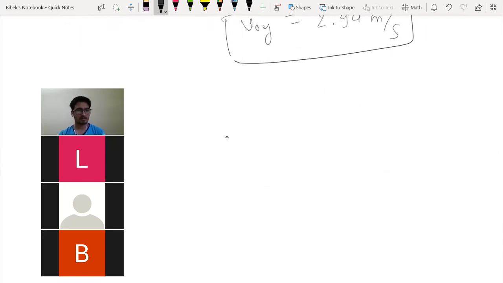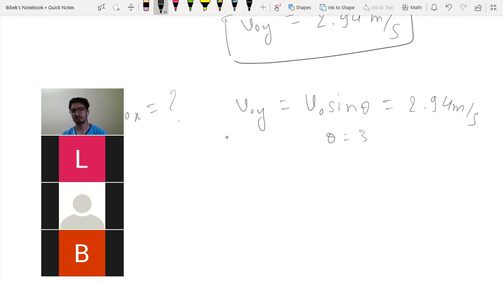So for part B, you need to find the x component of the velocity, right? V naught x is what? You already know V0y, that's V0 sine theta, which is 2.94 meter per second. And you know the launch angle is 30 degrees, right? So you have theta, you have Vy, so you can find V0. The launch velocity V0 is V0y divided by sine theta.